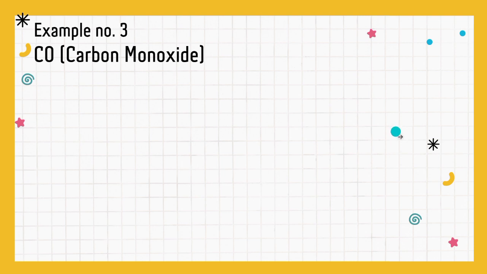And here is example number 3, CO or carbon monoxide. Let's count the total valence electrons. Carbon has 4 electrons and 1 atom. The answer will be 4. And oxygen has 6 electrons and 1 atom. And the answer will be 6. By adding this, we will get the number 10.